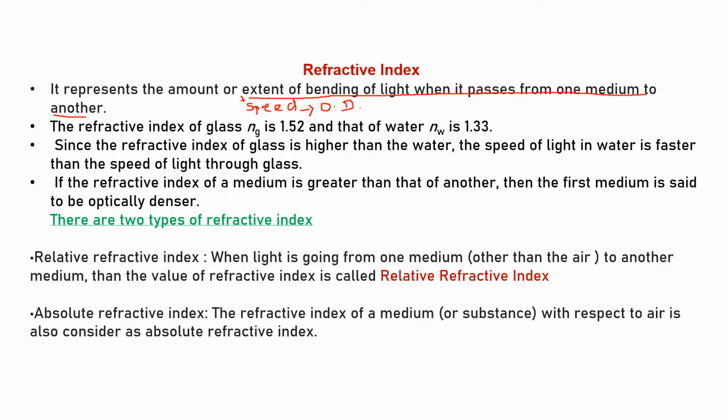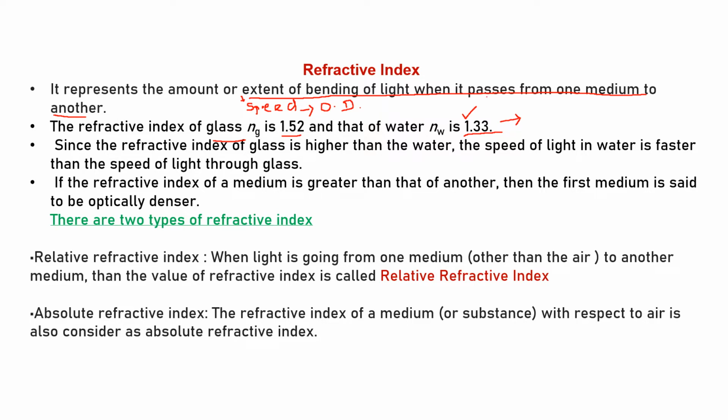Now let's take an example. If I tell you the refractive index of glass is 1.52 and the refractive index of water is 1.33, what can you infer from this information? What can you conclude? In which medium does the light travel fast? Yeah, it's water, right? In water, light travels faster.